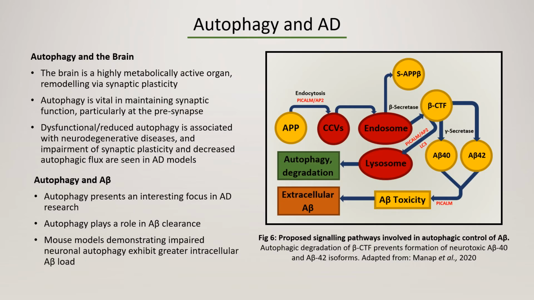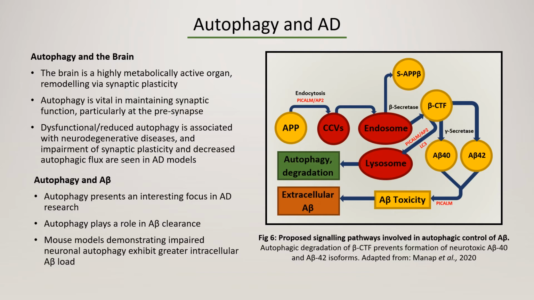Next, we look specifically at the role of autophagy in the brain and linkage with neurodegenerative conditions such as AD. The brain is a highly metabolically active organ and remodels via synaptic plasticity. Autophagy is vital in maintaining this ability to remodel. Deficit in autophagy is associated with neurodegenerative diseases, and impairment in synaptic plasticity and reduced autophagic flux are observed in AD models.